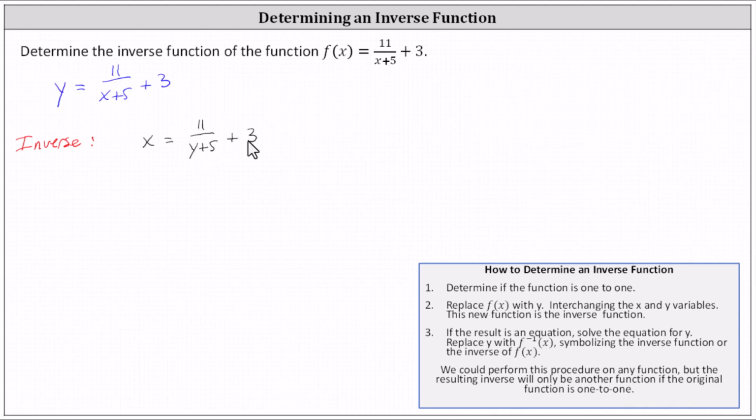Now we need to solve this equation for y, and then finally replace y with inverse function notation. To begin to solve for y, let's subtract 3 on both sides, which results in the equation x minus 3 equals 11 divided by the quantity y plus 5. Next, we can either cross multiply or multiply both sides of the equation by y plus 5 to clear the fraction from the equation. Let's go ahead and multiply both sides by y plus 5.